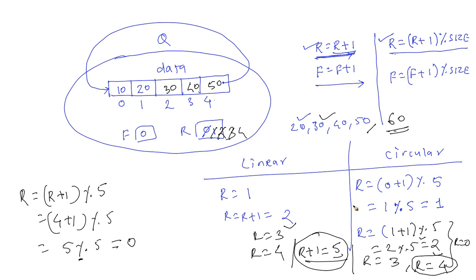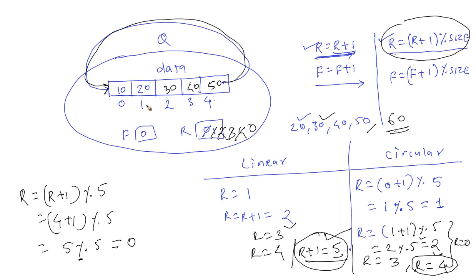For inserting this 60, when R was already 4, if I give linear increment by using R equal to R plus 1, I get R is equal to 5. But if I use this formula, R becomes 0. That means I am going here, right, like this. R is this location, right?